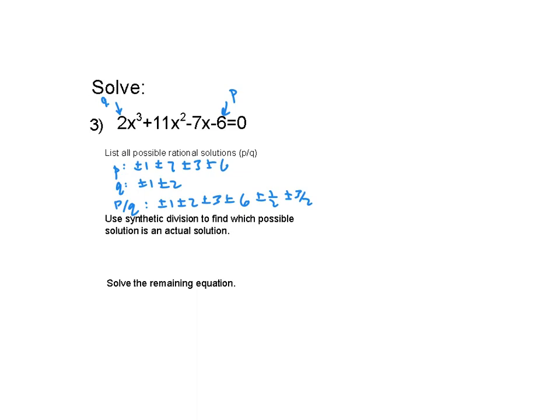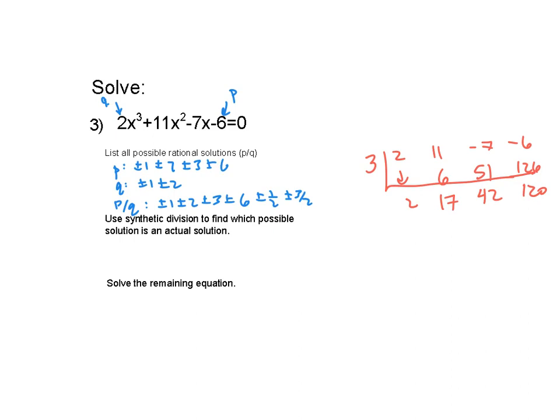So we're going to start guessing, and you might guess, I don't know, I feel like picking 3. Let's say I'm guessing 3. I list the coefficients, which are 2, 11, -7, and -6. Let's start. I got 2. I multiply, I get 6. I add, I get 17. I multiply, I get 51. I add, I get 44.